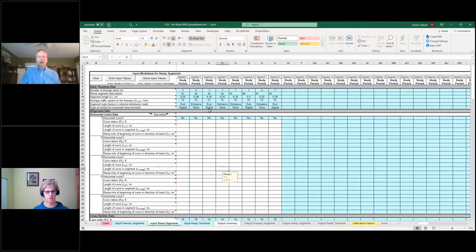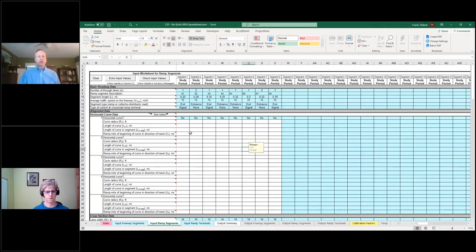So that's the next tab. And we've got data entered for all 8 of the ramps in this no build condition. And so it's number of lanes, then the segment length, and then the average traffic speed on the freeway, and then the segment type and type of control at the crossroad terminal.